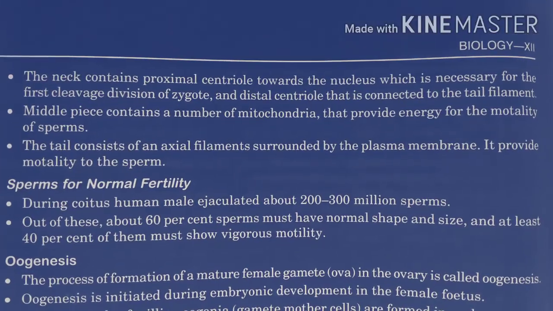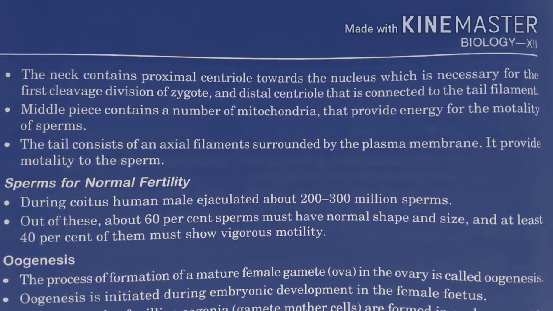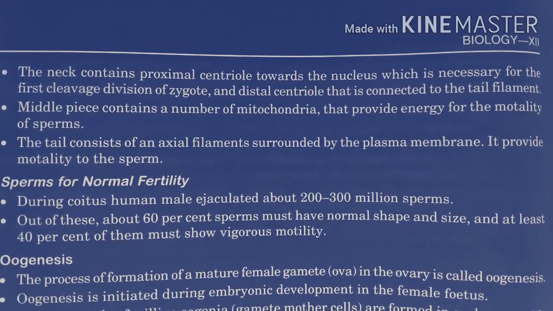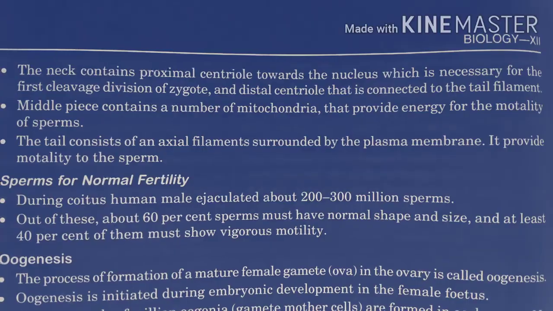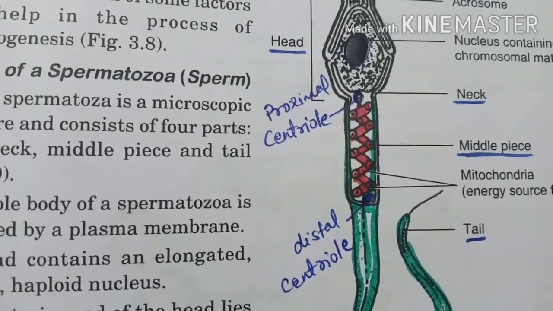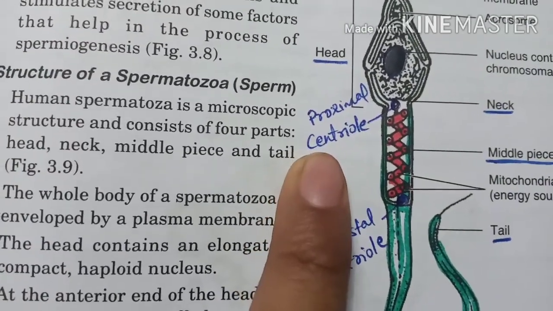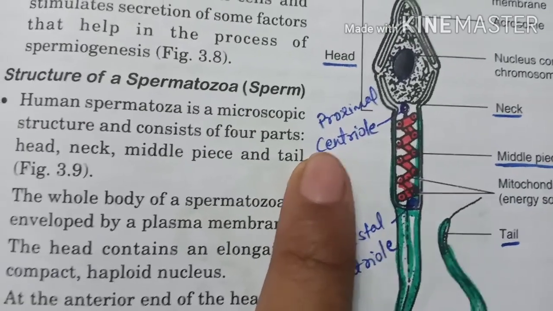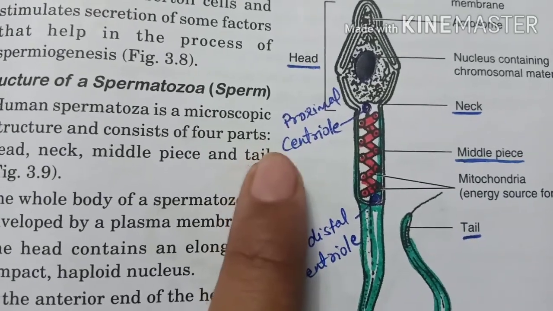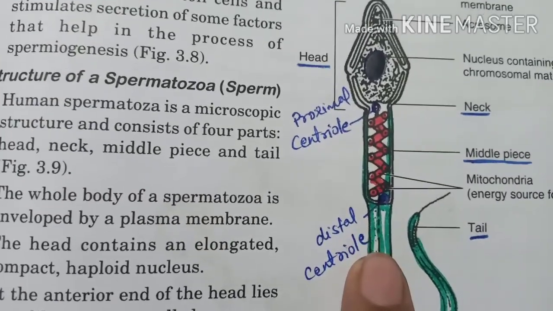Next point: the neck contains the proximal centriole towards the nucleus, which is necessary for the first cleavage division of the zygote, and the distal centriole that is connected to the tail filament. In the neck portion you see the proximal centriole. The proximal centriole is used at the time of the first cleavage of the zygote after fertilization, and the distal centriole is connected to the tail.